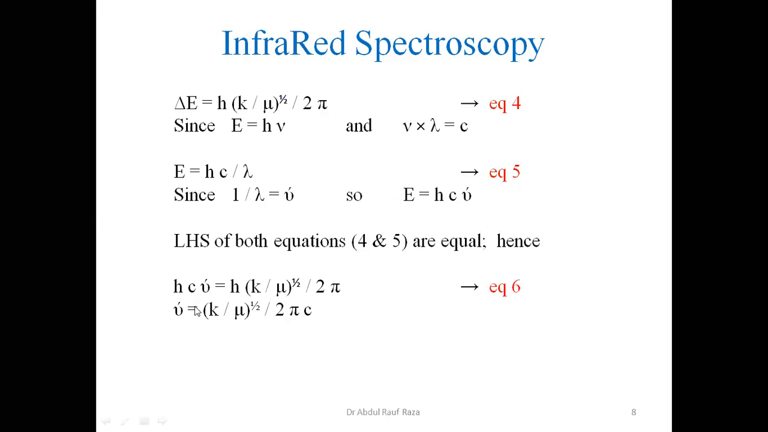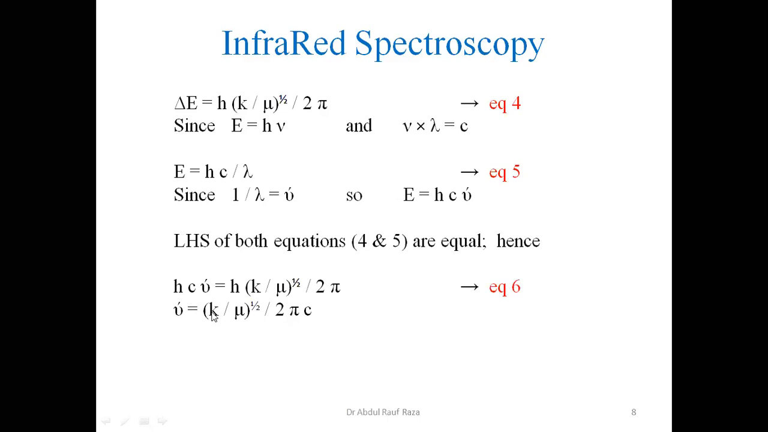Now wave number shall be equal to h times the square root of K over reduced mass, divided by 2 pi, into h into c. Right? Now h and h shall be cancelled out. What we are left with is the square root of K over reduced mass over 2 pi c. Now this is the energy of electromagnetic radiation between two consecutive vibrational energy levels, which is basically equal to the square root of force constant divided by reduced mass, over 2 pi c. 2 pi c is a constant. It is not depending upon this.